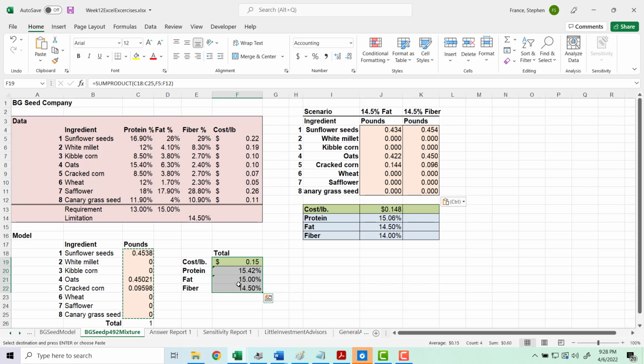And again, we can see that we've got slightly different fat and fiber values, but we still are hitting those constraints at the fat and fiber values. The protein is not hitting the constraints, but the cost, this model is not quite as good. The costs are a little bit higher.